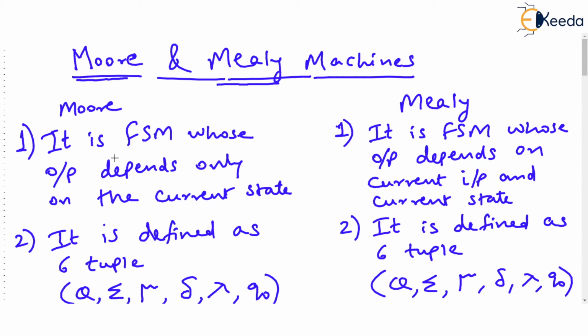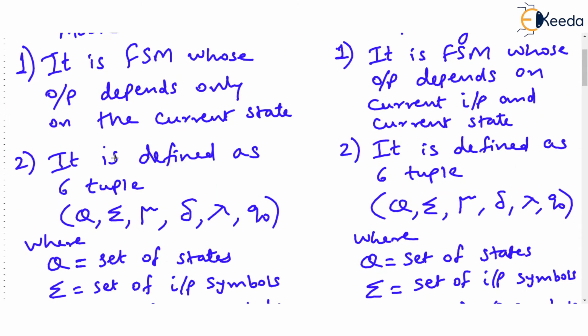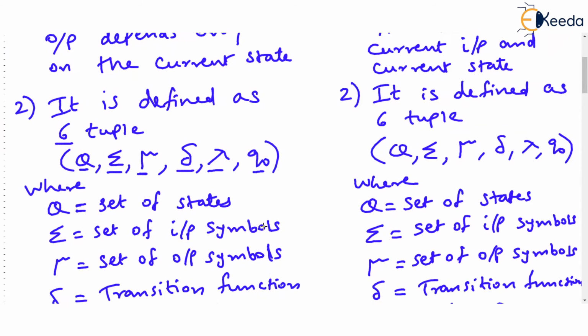Next thing is, how do you define a Moore machine? Note that it is a 6 tuple. You recall Q was the set of states, sigma was the set of input symbols. Now this Greek symbol, I call it tau. I don't know what this Greek symbol is, please excuse me for that, but this is the set of output symbols. Then delta is the transition function and lambda is the output function. Q0 is the initial state. All this description has been written over here.